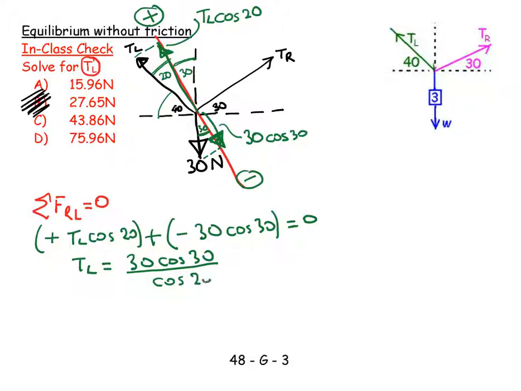cosine 20. So this equals, let's get our calculators, check you're in degrees, 30 times cosine of 30 degrees, enter, divided by the cosine of 20 degrees, enter, and this equals 27.65 newtons.